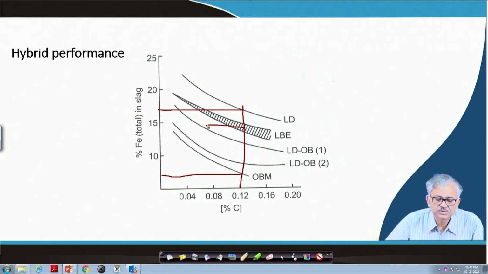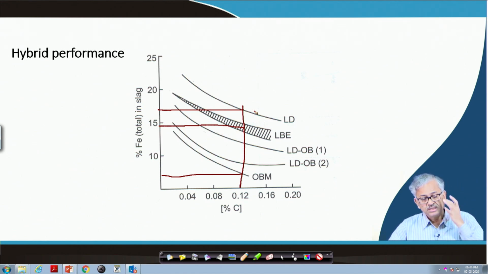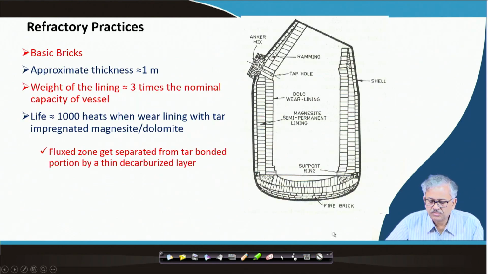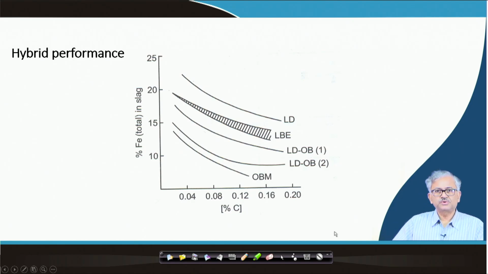Compared to the LD process, in the LDOB process you can find that the iron loss is a little less than the LD. So the LDOB process is closer to equilibrium, and OBM obviously, where the dissolved oxygen is lower and the iron loss is less. So, that is the comparison of the different hybrid processes. How do they perform? The iron loss in the slag will be maximum in the case of the LD process.